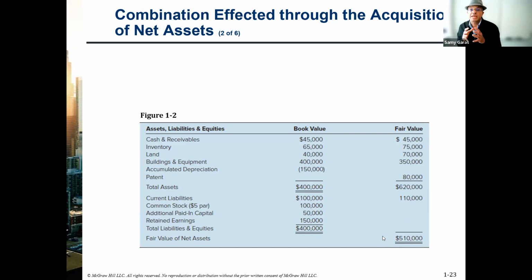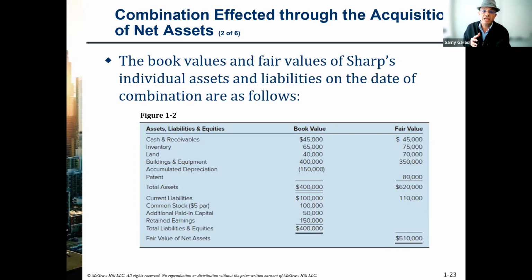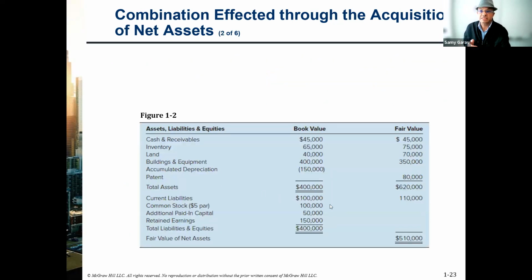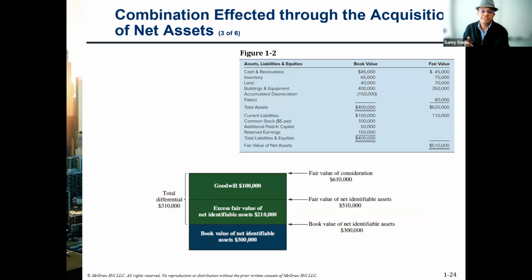So based on the net identifiable asset of the fair value, 510. But if I go back here, the company paid 610. So the difference between 610 and the 510 here, this is 100,000 goodwill. So here we see that there is goodwill of 100. From where does it come? The difference between 610 and 510.